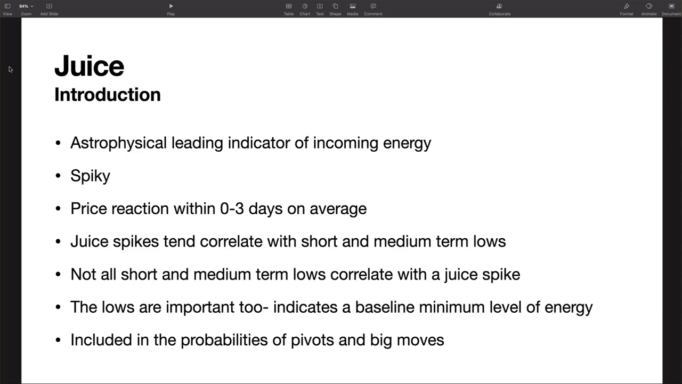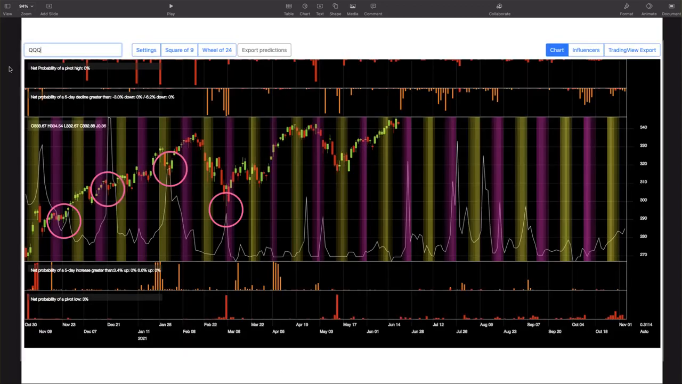So that's the intro. Here's a static screenshot of what it looks like when it's turned on. You can see the pink circles I've added to indicate spikes in juice where there is a typical relationship where it does tend to indicate a short to medium term low within 0 to 3 days. You can see here there's like 4 in a row where it has tagged almost to the day the low in the QQQ. Now, it isn't always that reliable and perfect.